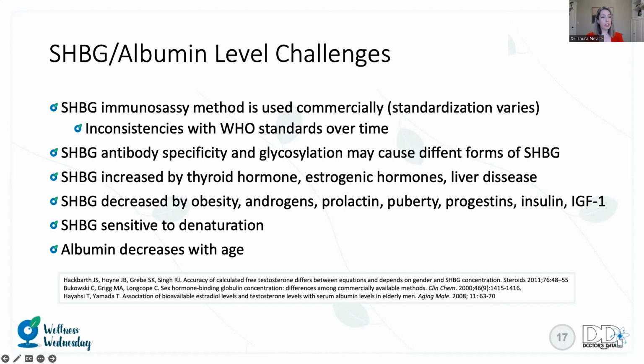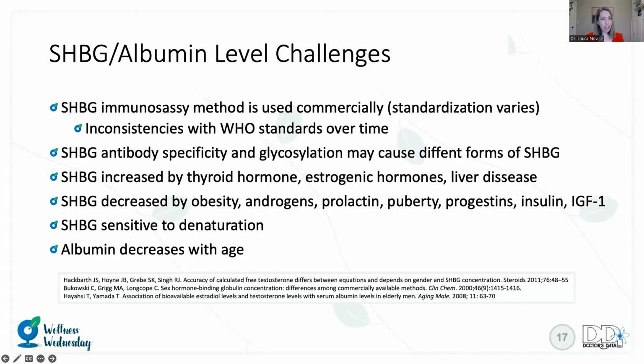We also have this issue of, and I found this really interesting, that sex hormone binding globulin has antibody specificity and even glycosylation, which can form, we think, different types of sex hormone binding globulin. So that's going to add to the complexity of this calculation that we're trying to get after, this beautiful free level that we're trying to make accurate.